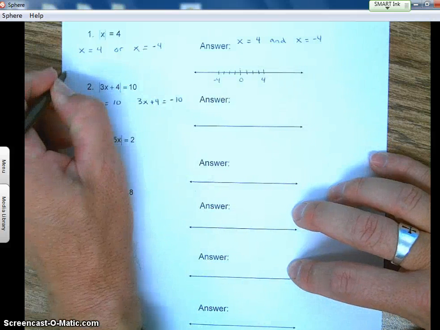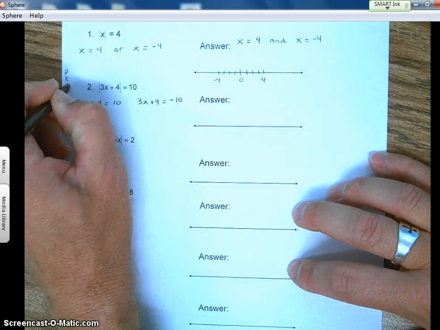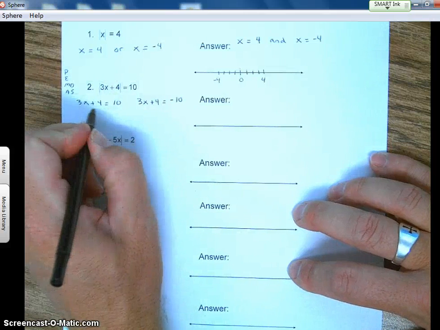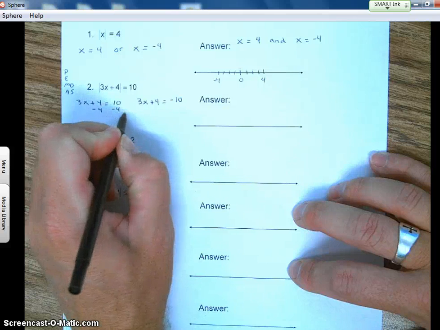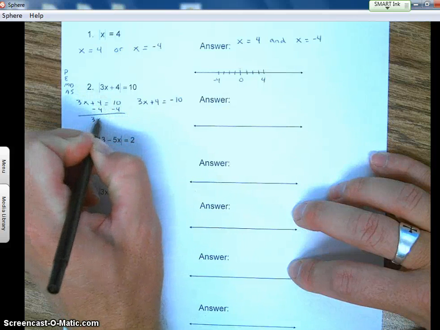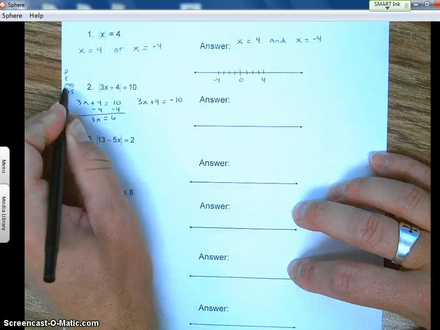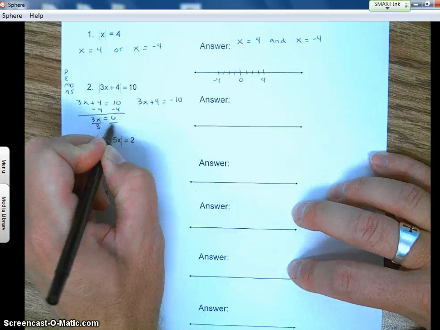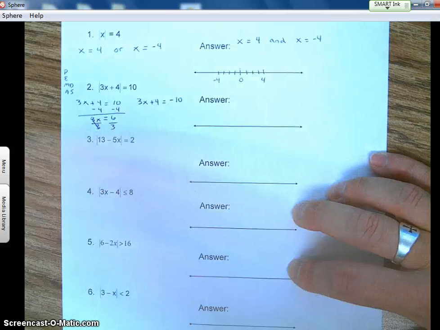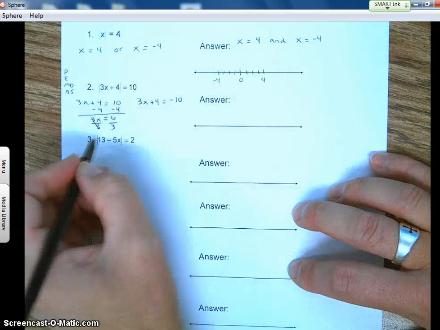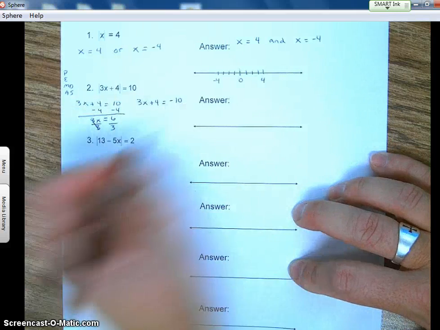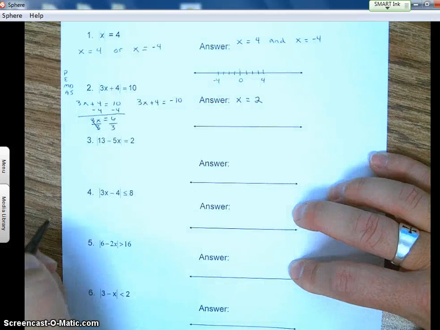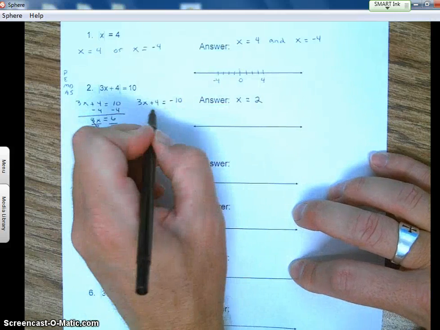So PEMDAS, please excuse my dear Aunt Sally. We're going to undo adding and subtracting first. What you do to one side, you do to the other. And then we undo multiplying and dividing. So here's multiply, so we're going to divide. So x equals 2. So that is one of the solutions. X equals 2. Okay? And then we solve the other equation.